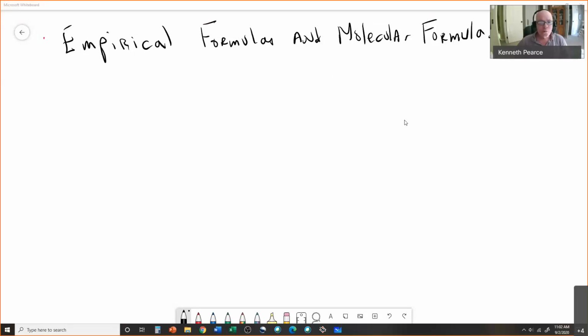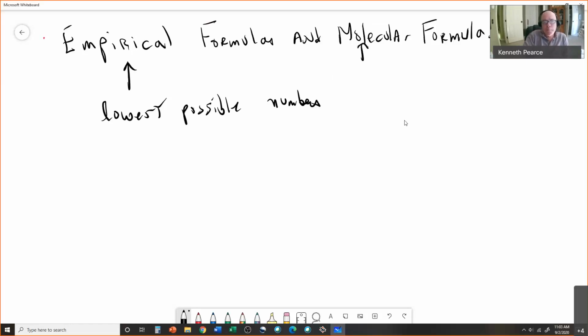Okay, so this is empirical formulas and molecular formulas. Now, first thing, what's an empirical formula? An empirical formula has the lowest possible numbers in a formula, okay? And a molecular may or may not. Now, what does that mean? What that means is that a molecular formula can be the empirical formula, but it doesn't have to be.